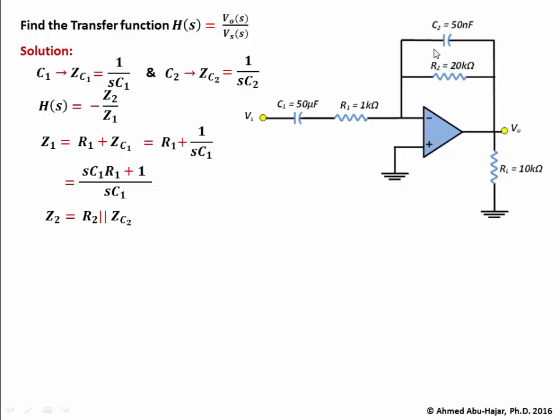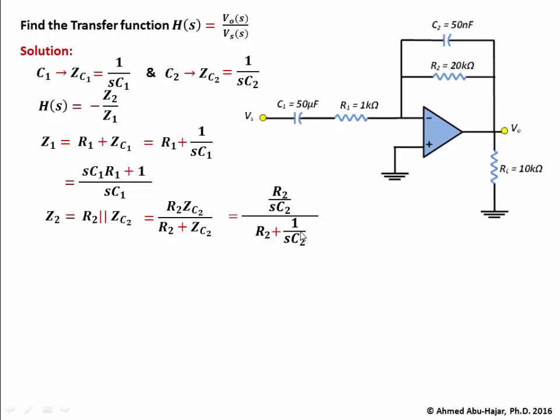So we can state that Z2 is basically R2 in parallel with Z of C2. For two impedances, the parallel equivalent impedance is going to be the product over the sum, which is R2 times ZC2 over R2 plus ZC2. What we're going to do next is substitute for ZC2, which is 1 over SC2, into this equation. So what we will end up having is R2 over SC2, that is simply the product over the sum, which is R2 plus 1 over SC2.